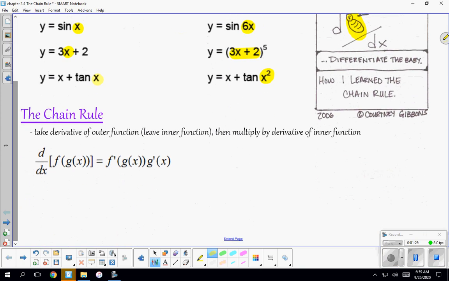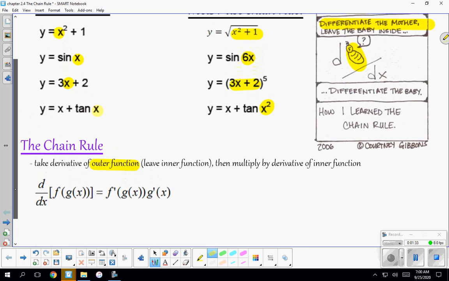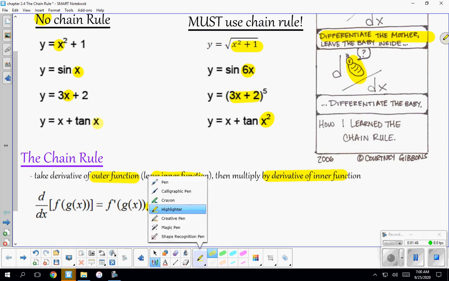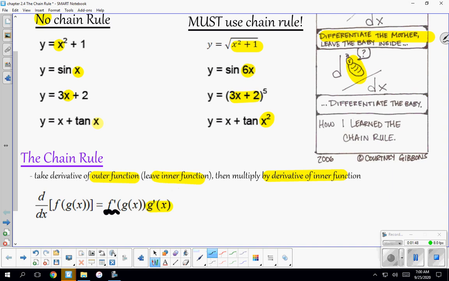And what we do is we take the derivative of the outer function, that's like the mom in the cartoon, and then we leave the baby inside. We leave that inside function alone, and then we take its derivative, and we just stick it on the end as a multiplication problem. That's why it's called the chain. We start by taking the derivative of f, and then we bring the derivative of the inside function to the right.